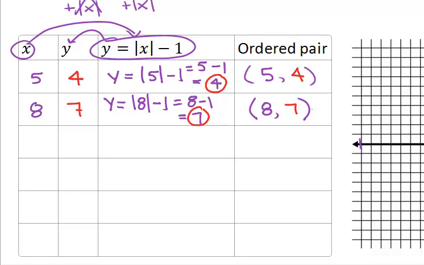Now the thing that I don't suggest is that you only pick positive whole numbers. Some other values that we can pick for x are negative numbers. So let's pick negative 3. So y is the absolute value of negative 3 minus 1. The absolute value of negative 3 gives me positive 3, and when I subtract 1, that gives me my y value of 2. I'll throw that on my table there. And that gives me negative 3, 2.